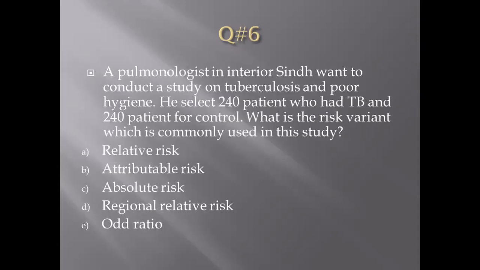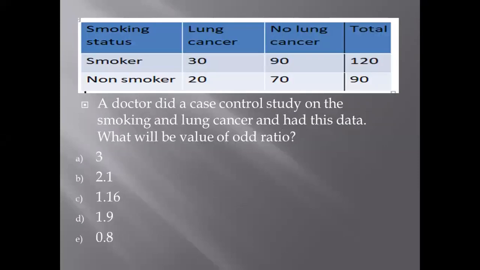Question number 6. A pulmonologist wants to conduct a study on tuberculosis and poor hygiene. He selected 240 cases and 240 controls. What is the risk variant which is commonly used in this type of study? A is relative risk, B is attributable risk, C is absolute risk, D is regional relative risk, E is odds ratio. E is the right answer. Odds ratio is used.